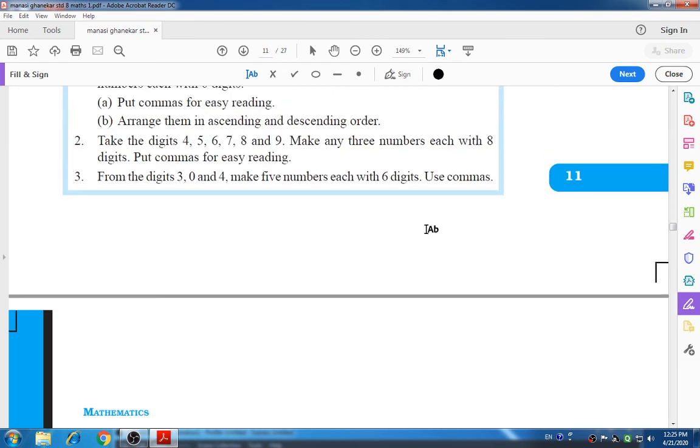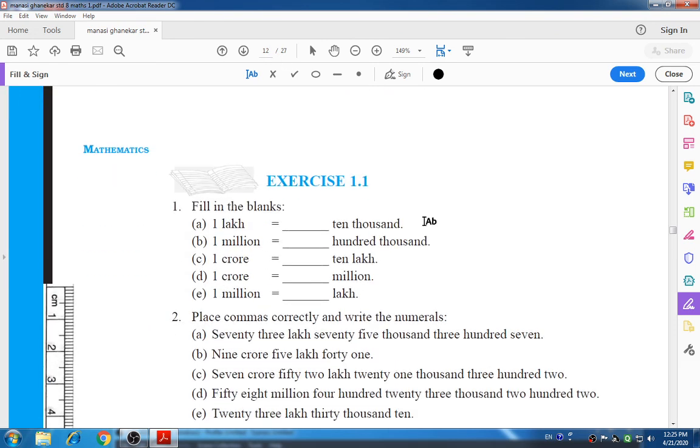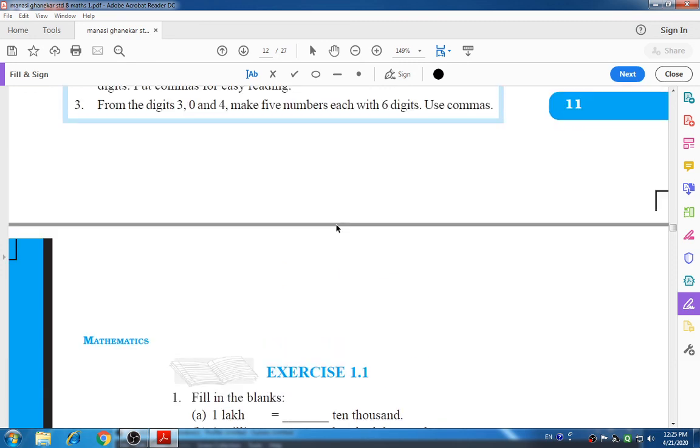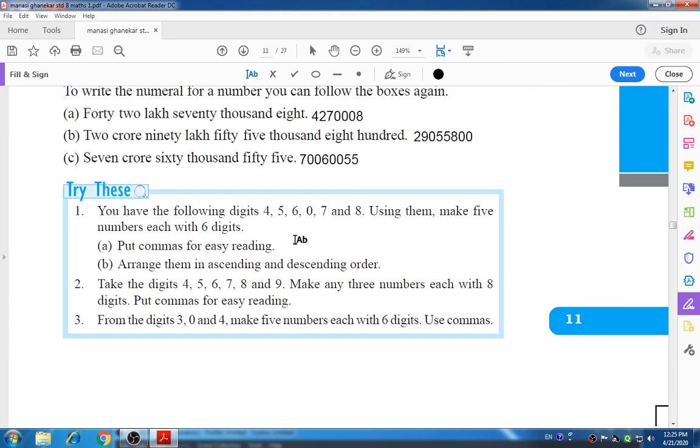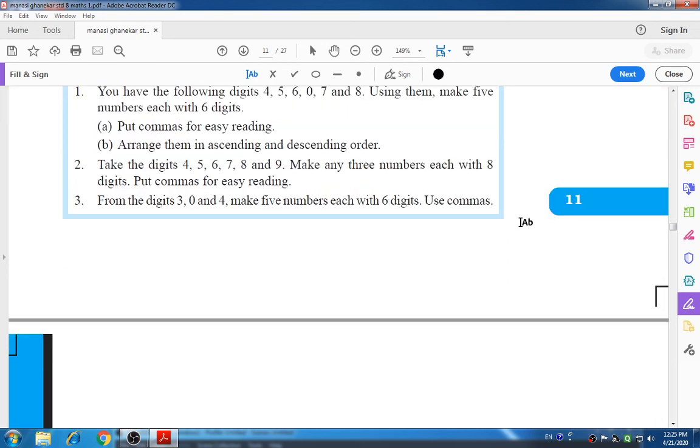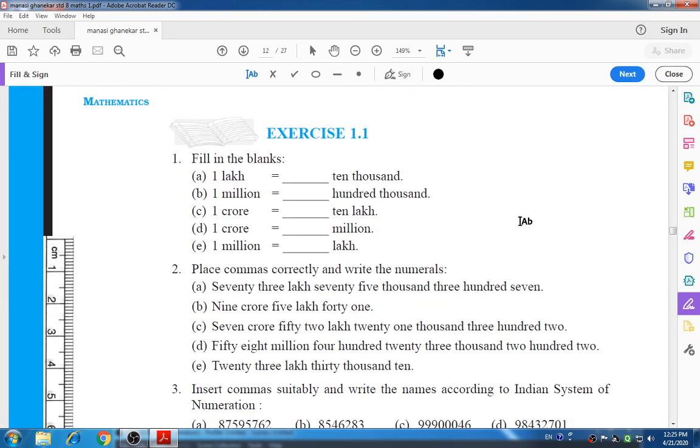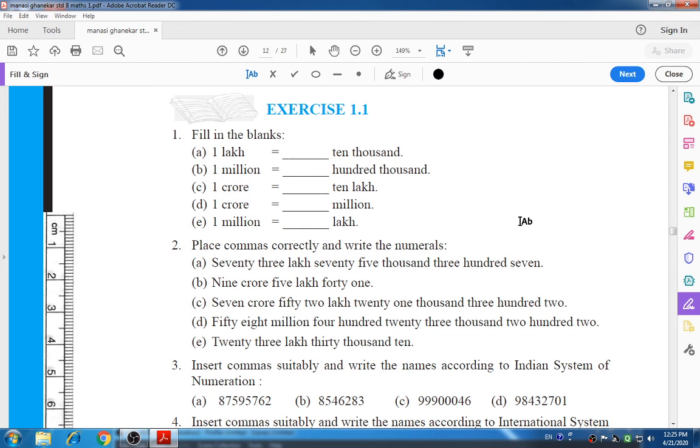So the next is our exercise. First we will complete this, and afterwards we will solve the exercise. Listen to this video as much as possible. Try to listen to this video many times, and with the help of this video you can solve exercise 1.1. Look here carefully. I am going to show this exercise 1.1. You have to solve this yourself. Afterwards we will discuss the exercise 1.1.